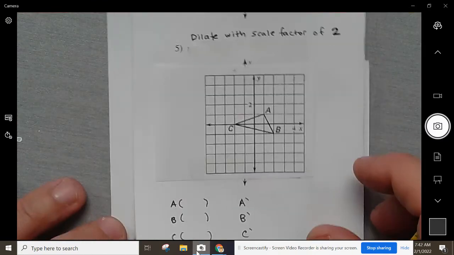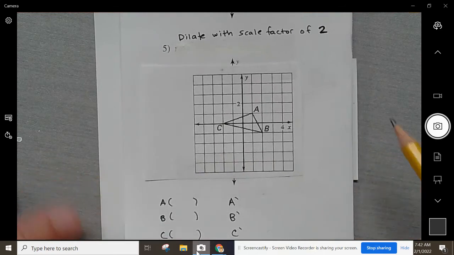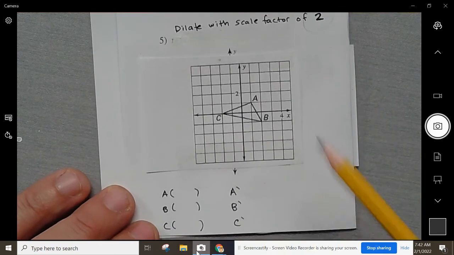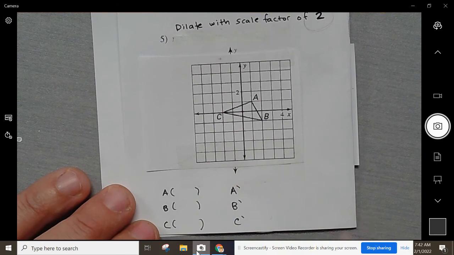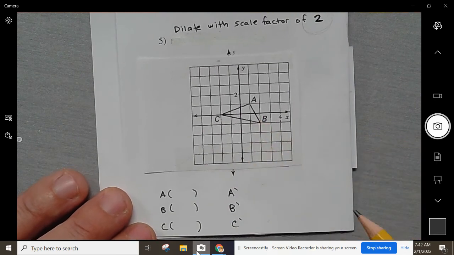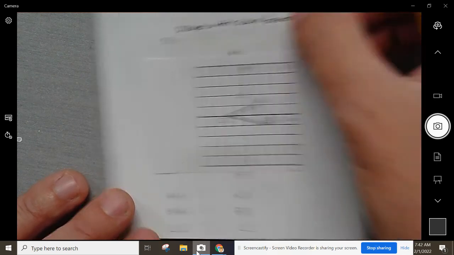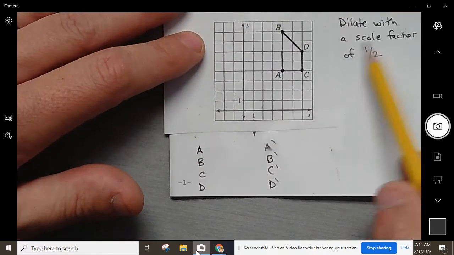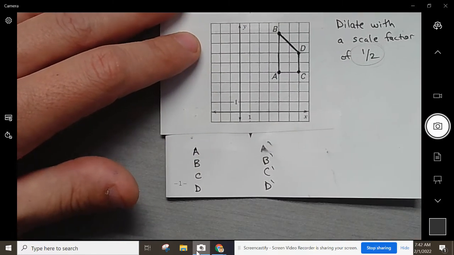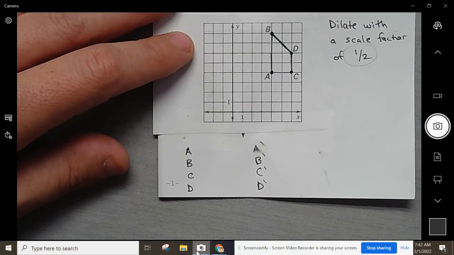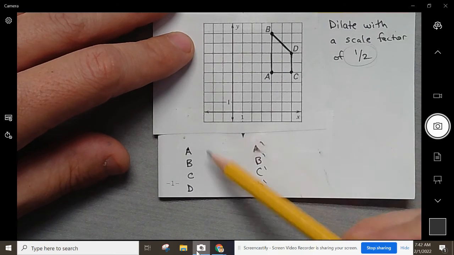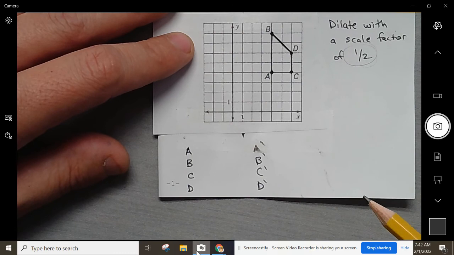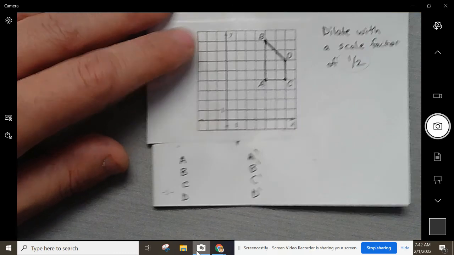Remember, dilation with a scale factor of 2. If someone was absent, you have to help them out on what to do here. Scale factor of 2: you're going to be multiplying every coordinate by 2, so it's going to get bigger. It's going to be an enlargement. Flip it over. On this side, we're going to be doing a scale factor of 1/2. If you need to use the calculator, write out your coordinates and then apply the scale factor of 1/2. You're going to cut everything in half, basically.